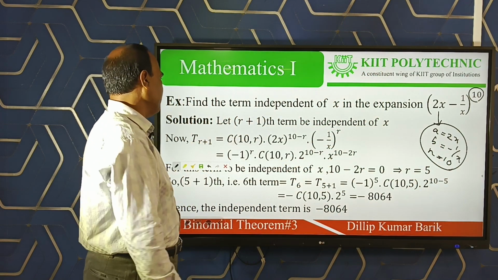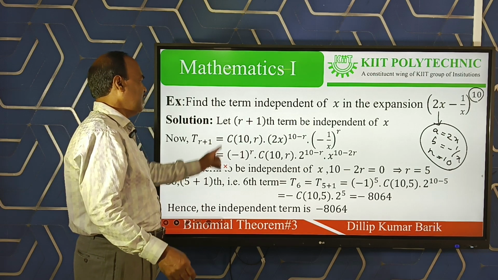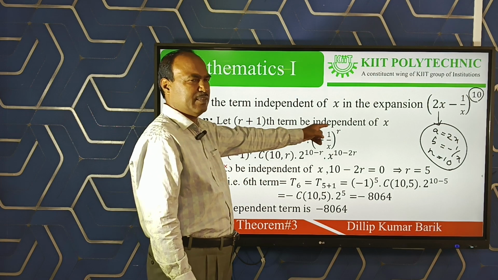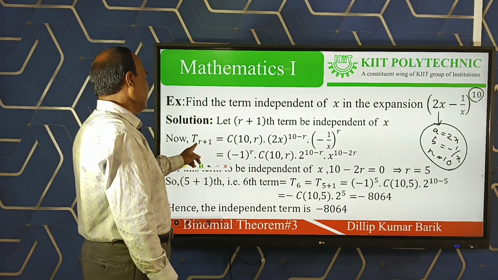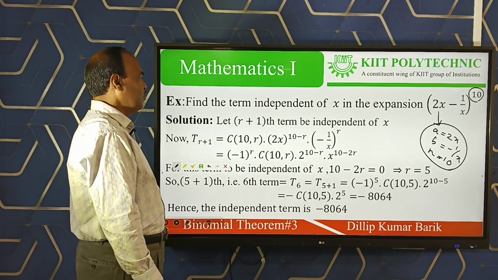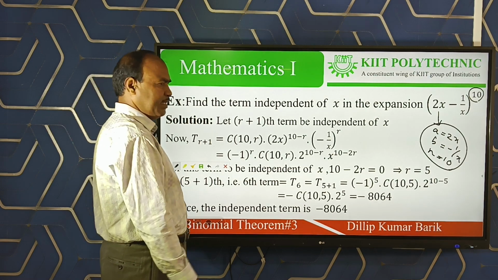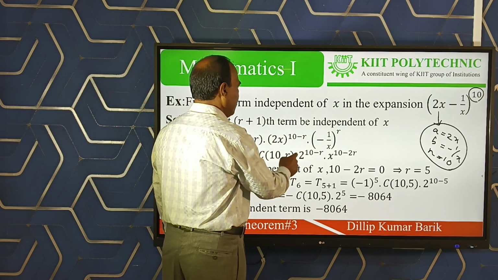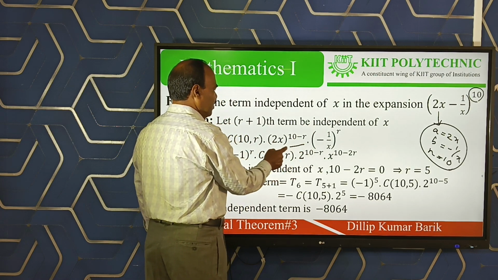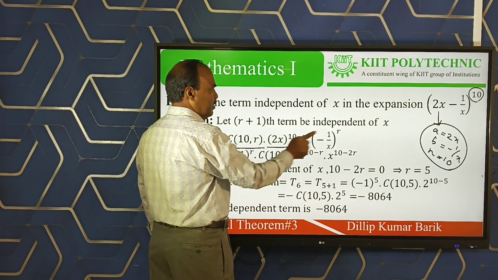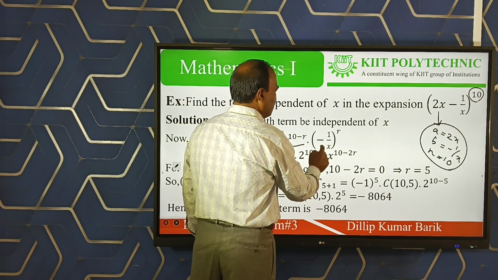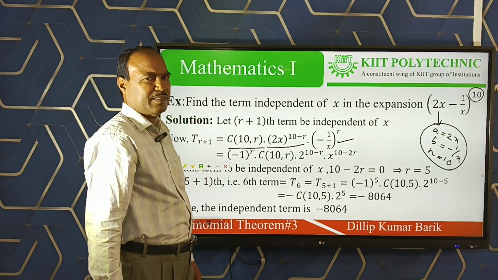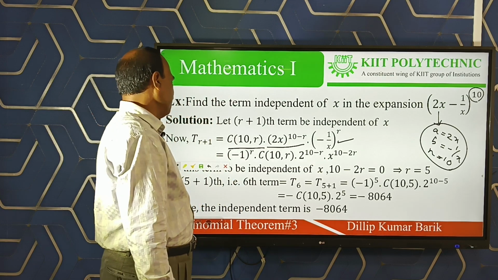Known facts given. So as per our discussion, let the (r plus 1)th term, the same as t(r+1), be the term independent of x. Now to find t(r+1), whose value is nothing but 10Cr, a to the power n minus r, that is (2x) to the power 10 minus r, where 2x is a, and b is (minus 1 by x squared) whole to the power r. Keep the bracket because the minus sign is important.